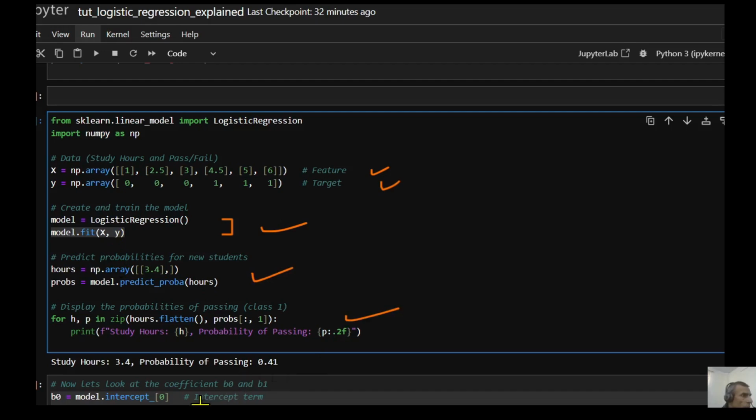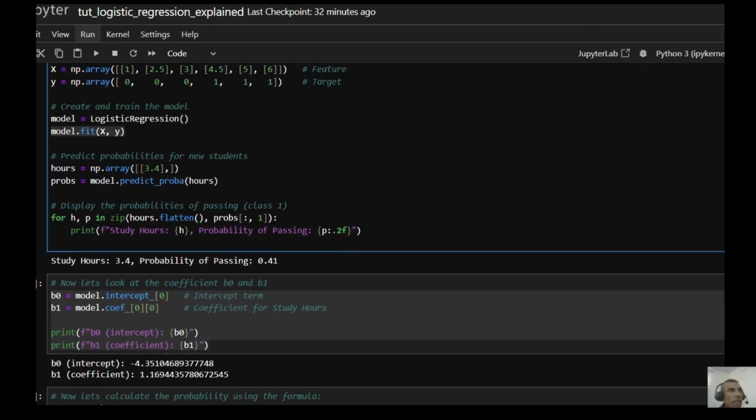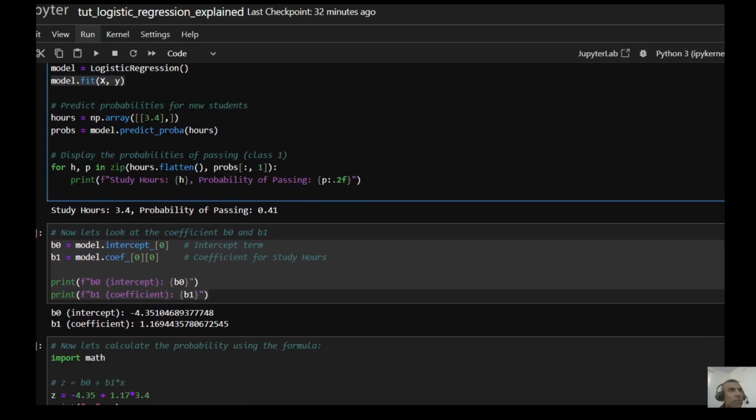Now, if you want to print out the values of your B0, B1, you can do that too. And this is exactly what I'm doing in the next line right here. I'm printing my value of B0 and my value of B1. Let's come down here. I'm reading my B0 over here, reading my B1, and I'm printing these values. This is how I actually got that number from here.